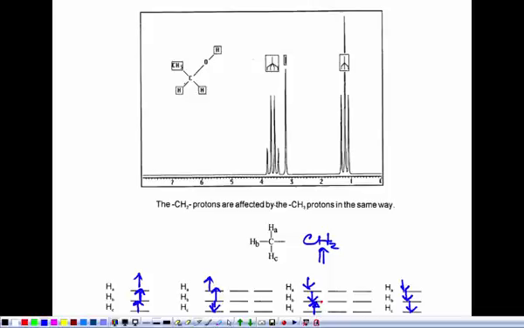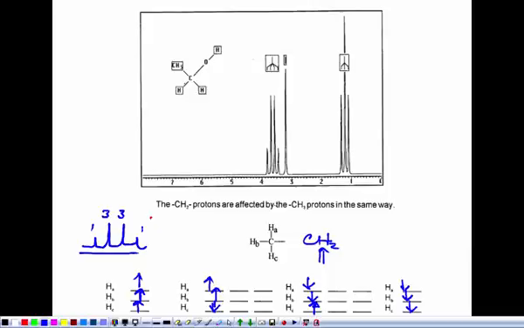Because there's 3 ways to orient 3 things, 2 with and 1 against. And so what happens? My CH2, under the influence of the 3 neighbors, gets split into now 4 peaks. And those 4 peaks are called a quartet. So in this case, I would end up with a quartet of peaks. And looking at the relative ratios of those, the relative ratios would be 1 to 3 to 3 to 1, because there's 3 orientations for each of the 2 with, 1 against, or 2 against, 1 with.